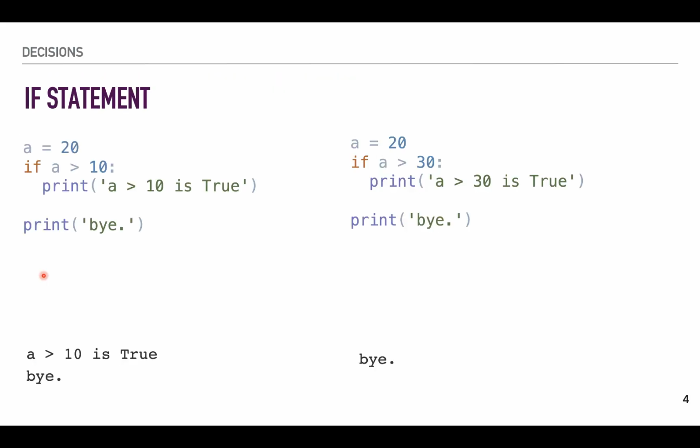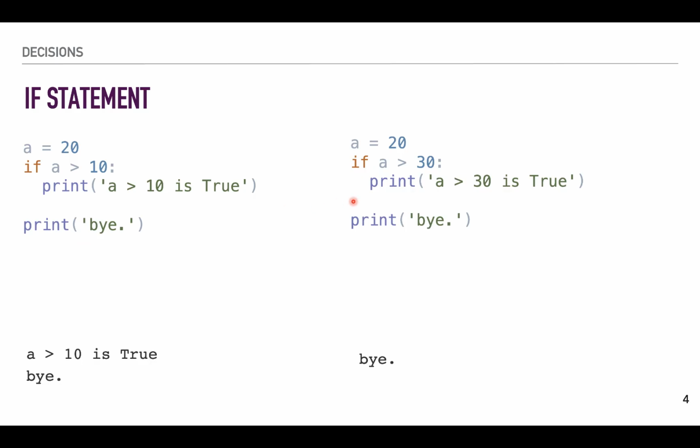Here's an example of a single if statement. A variable called a is initialized to 20. The condition states if a is greater than 10, which is true, then print "greater than 10 is true". Outside the if block, there's an independent statement, print "bye", that will always be executed.